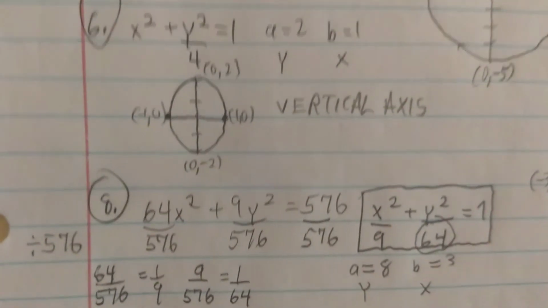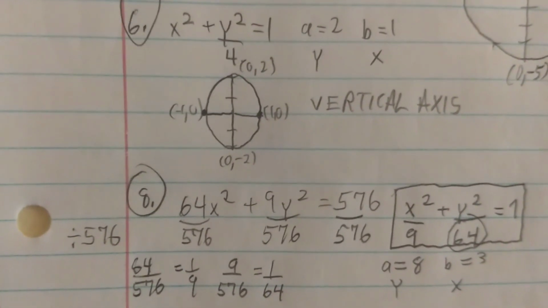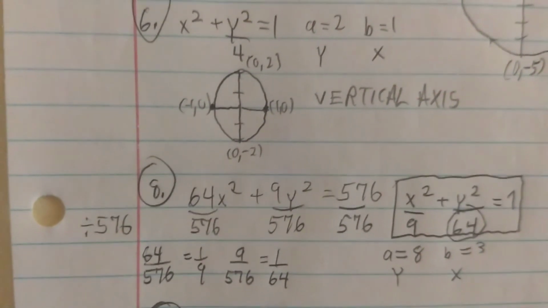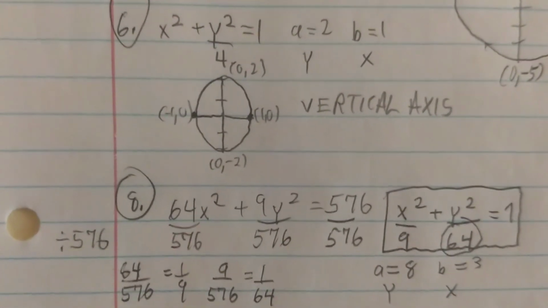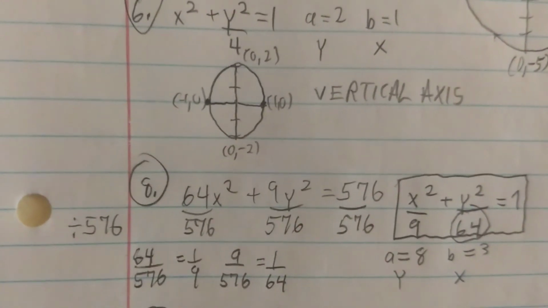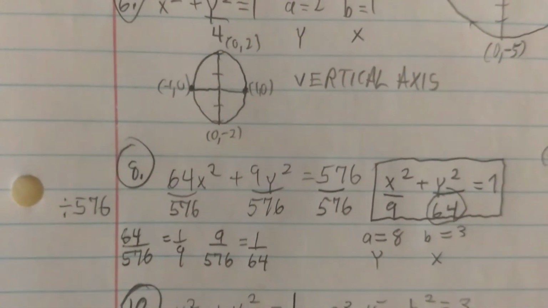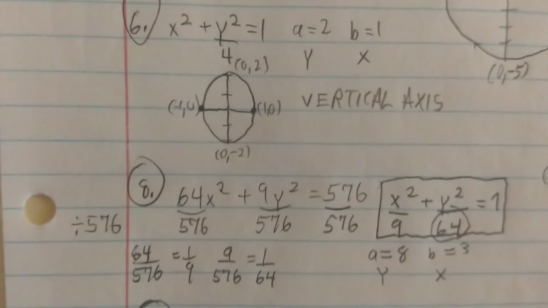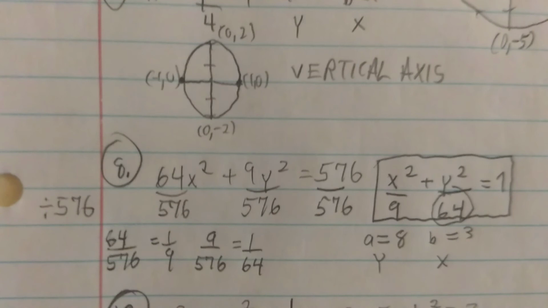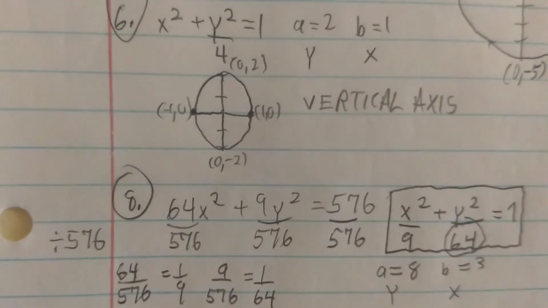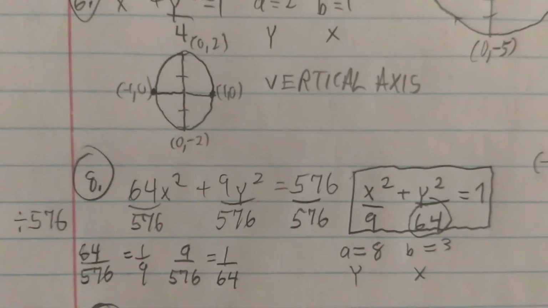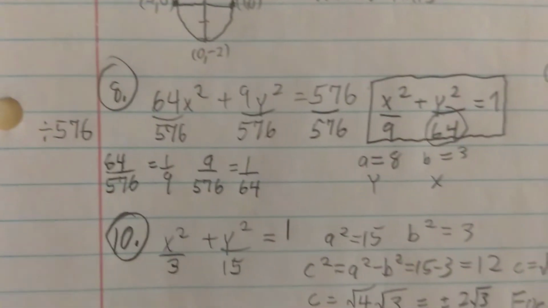Now, 6 is x squared, a is 2, which is the y, so vertical major axis, b is 1 for x, so x squared over 1 squared plus y squared over 2 squared equals 1, or x squared plus y squared over 4 equals 1. Now we go up and down 2 from the origin, so our vertices are (0, 2) and (0, -2). Our co-vertices are (-1, 0) and (1, 0) from the origin, and it's on the vertical axis. That's all we need to draw.